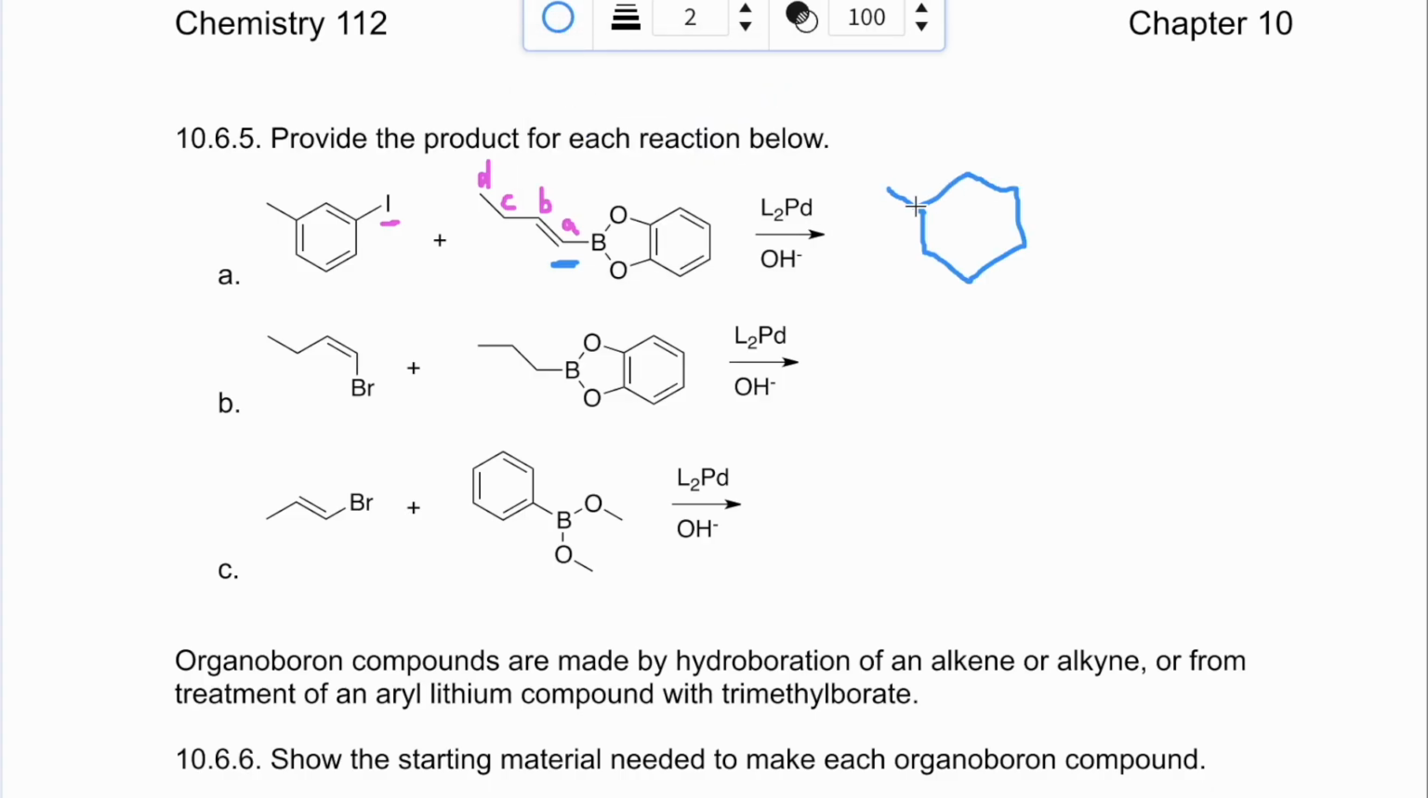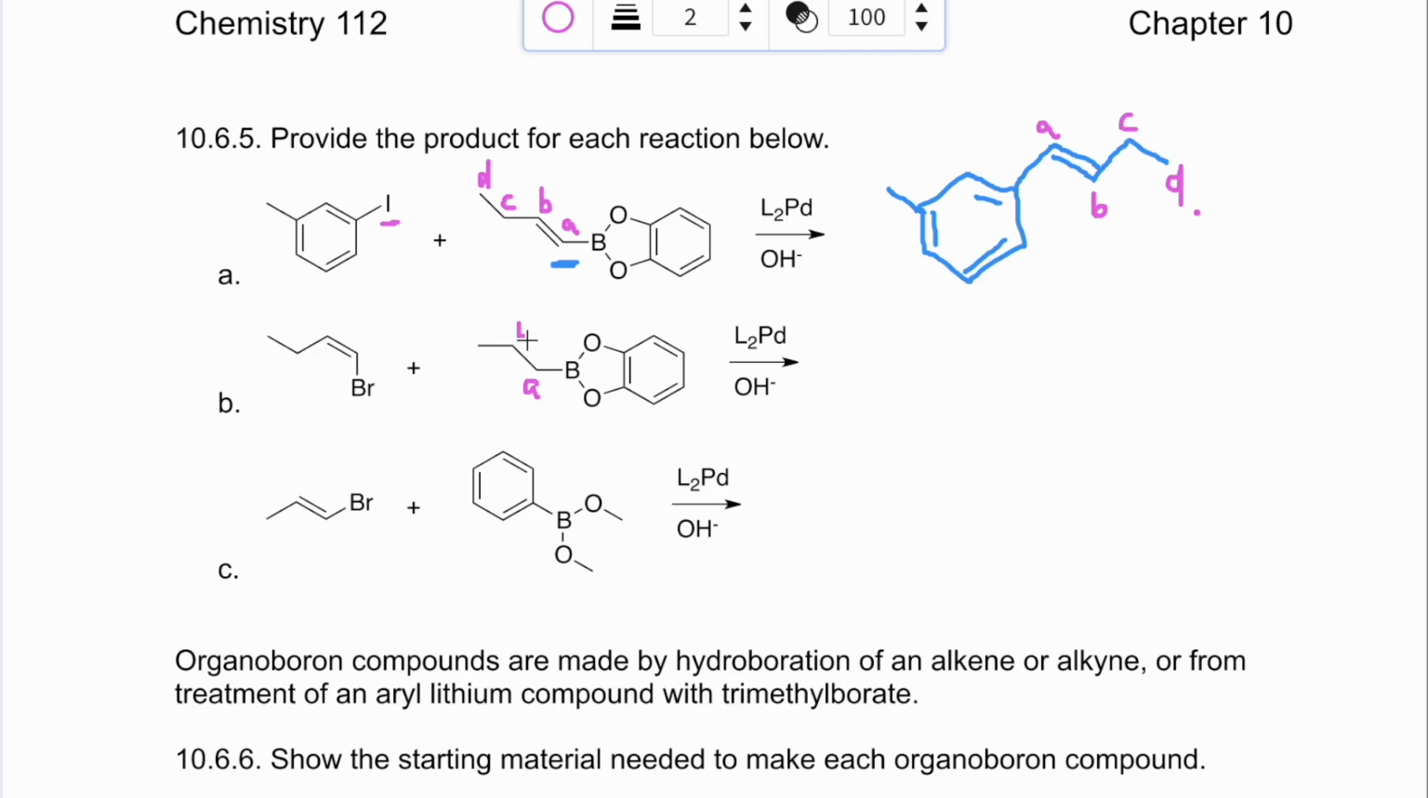So let's draw the rest of this starting material other than the iodine atom. The iodine atom is getting replaced with a 4-carbon piece. The A carbon that used to be attached to the boron is now the one that's attached to this carbon. It's replacing this carbon-iodine bond with the carbon that is attached to the boron. So we have carbon A, B, C, D. The alkene is between carbons A and B. The alkene is trans, and so that is the correct product to form there.